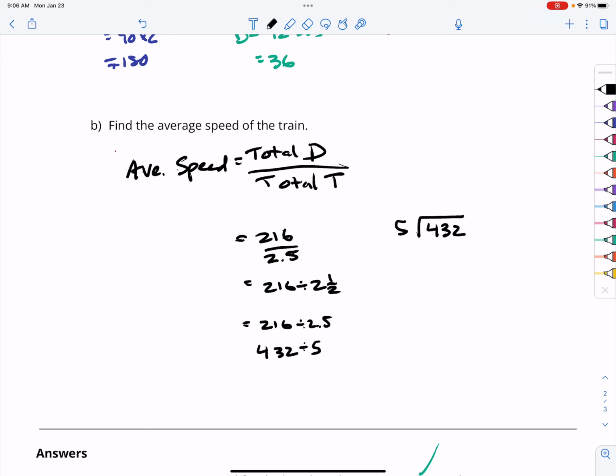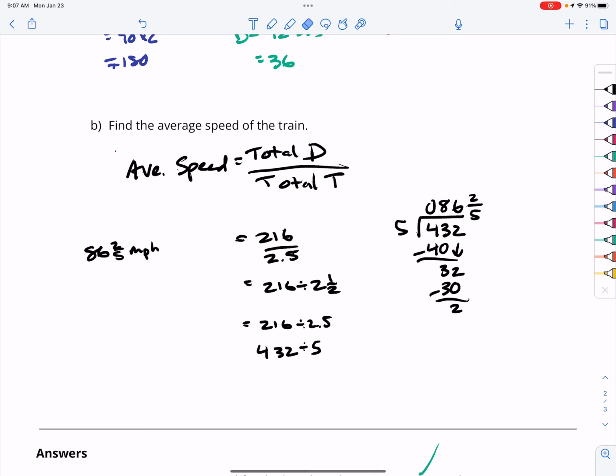So 5 goes into 4 0 times, 5 goes into 43, 8 times. 5 times 8 is 40. We're left with 32. 5 goes into 32 6 times, and we're left with 2. So we aren't done, and don't just tell me, please, 86 remainder 2, because I don't know what a remainder 2 is in terms of miles per hour. But I do have 86 and 2 out of the 5 that I need for the next full group. So that train's average speed is 86 and 2/5 miles per hour.